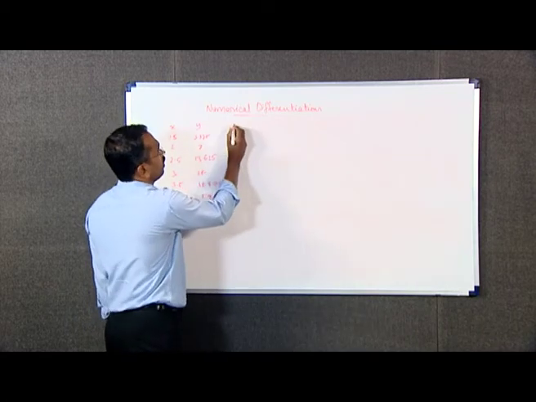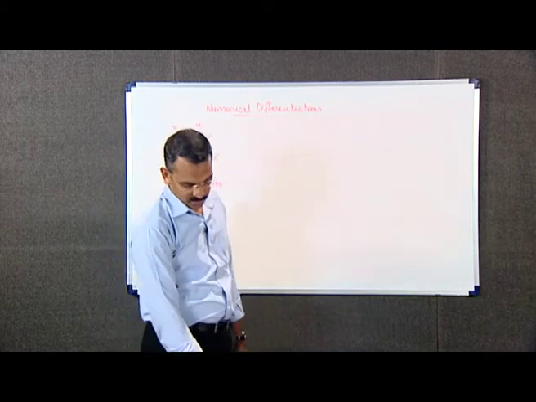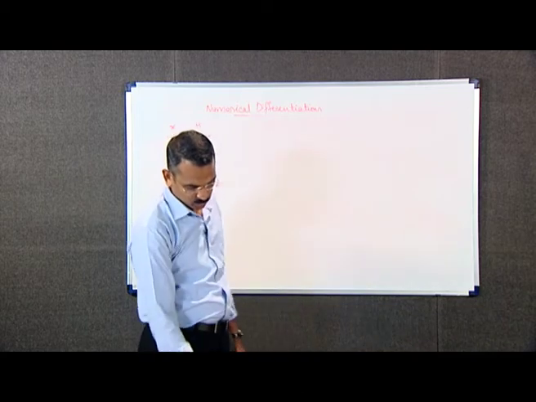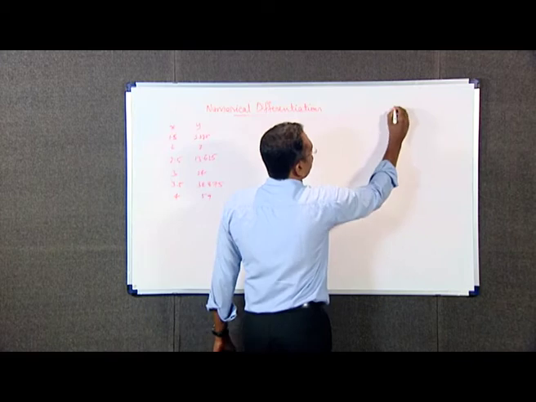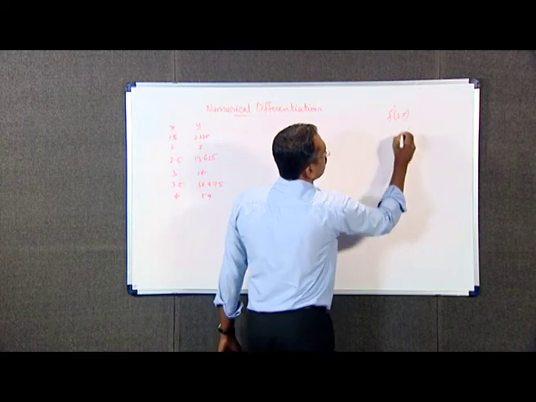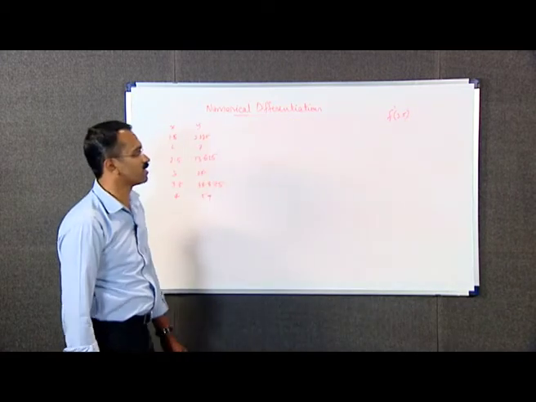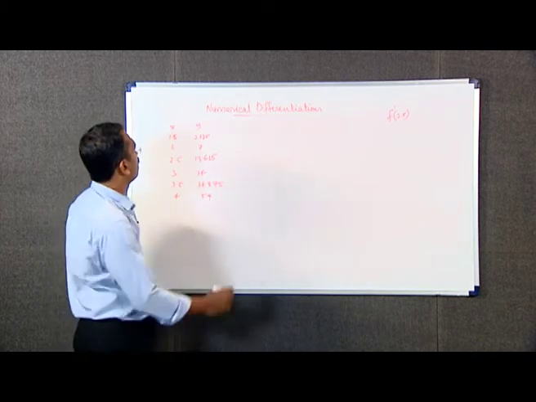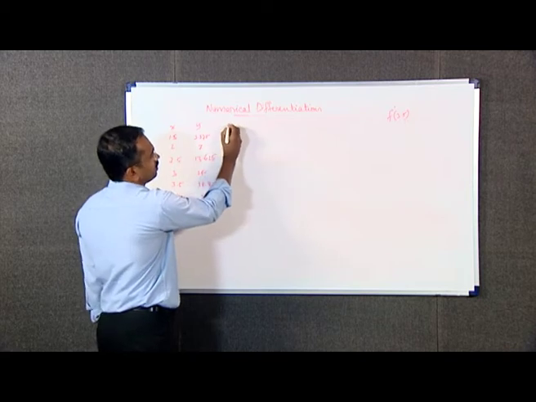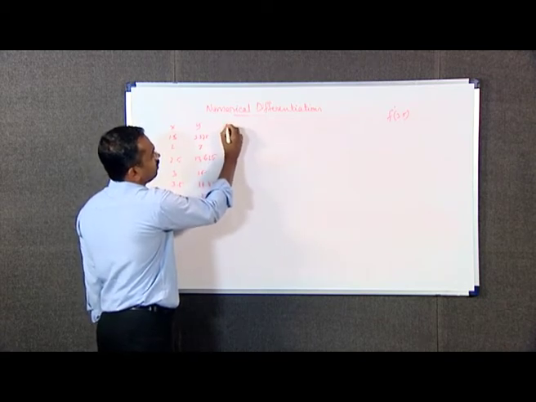Now, first of all, we have to evaluate f dash at x equal to 3.5. We have to find f dash at 3.5. That is the first derivative of f at 3.5. We construct the difference table.